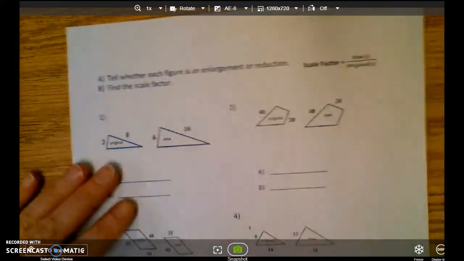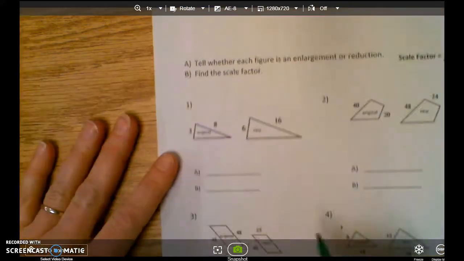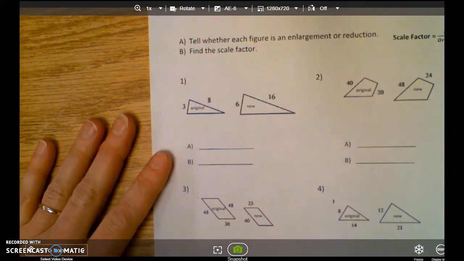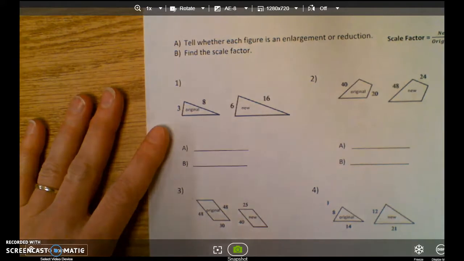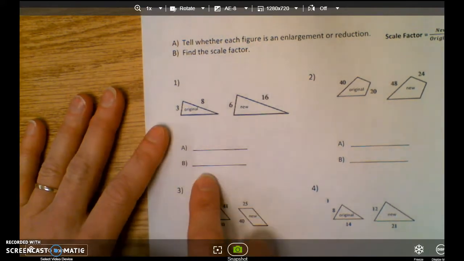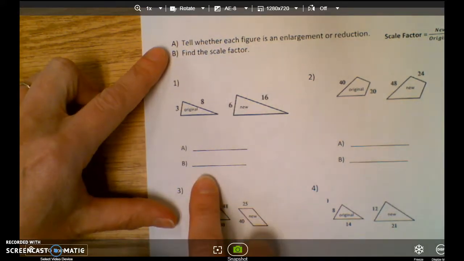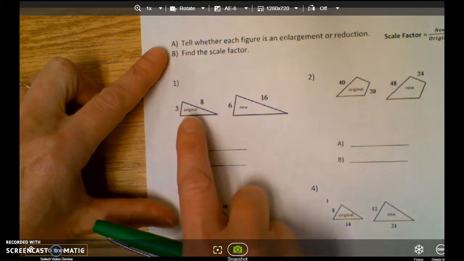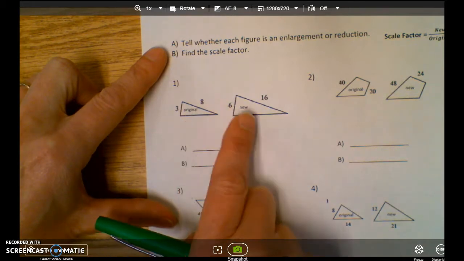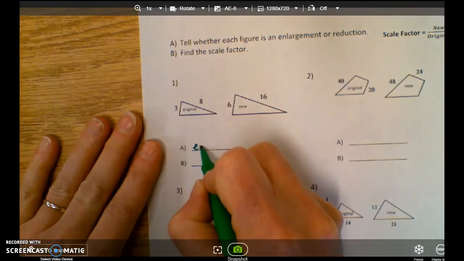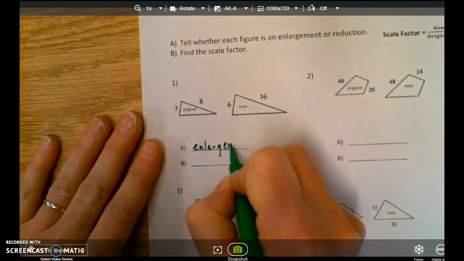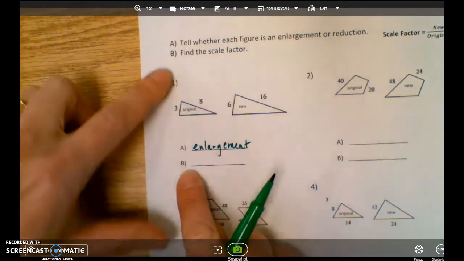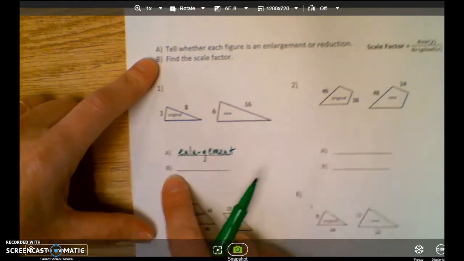So if you can find scale factor with rectangles, if you can find scale factor with circles, well, guess what? We can find scale factor with any old shape. So what I found for you first are some triangles, and there are 2 lines you'll notice on this paper. First, we have to tell whether it's an enlargement or a reduction. So if you compare your original, you can see that it was enlarged to make the new. And then the second line where it says part B, this is where you find your scale factor.